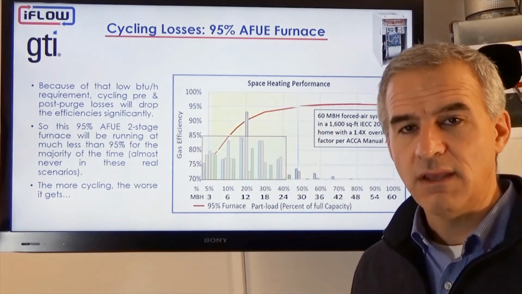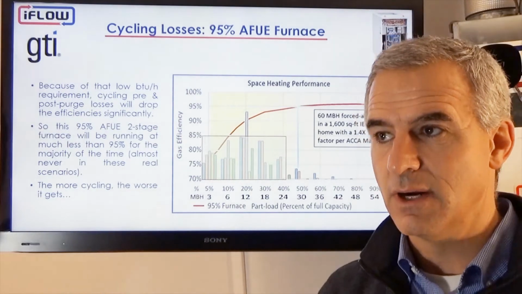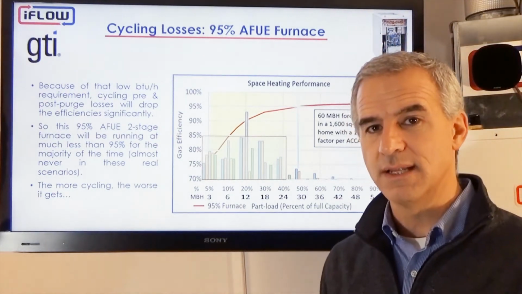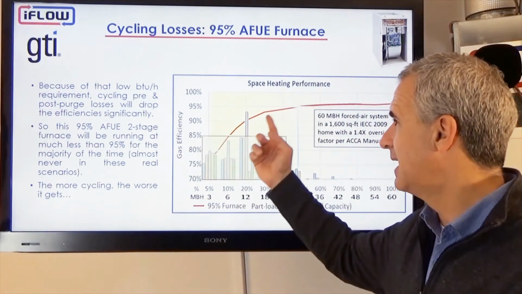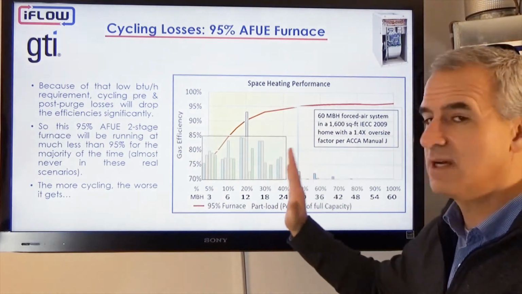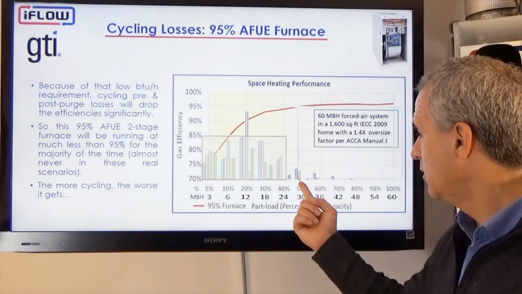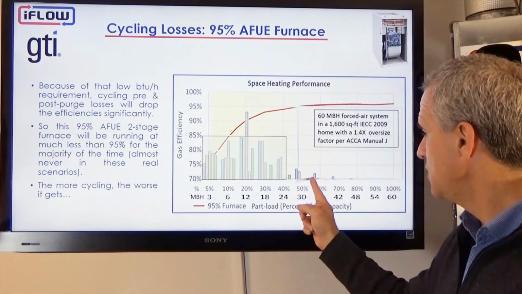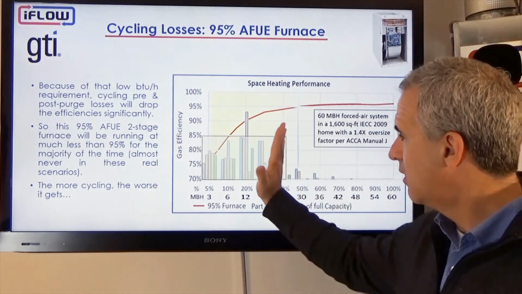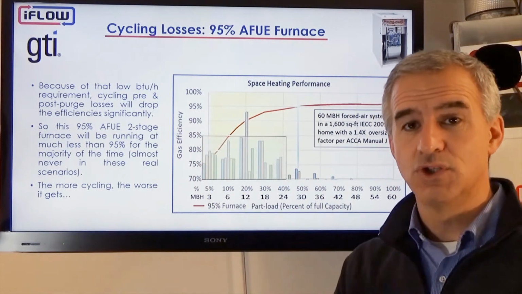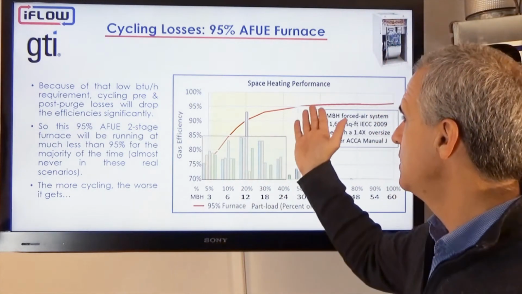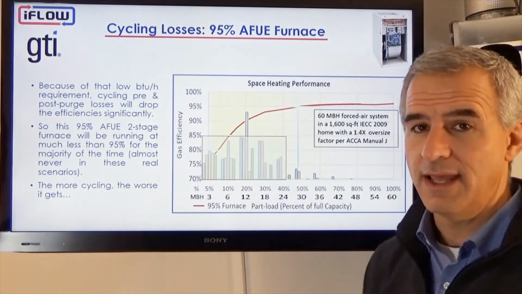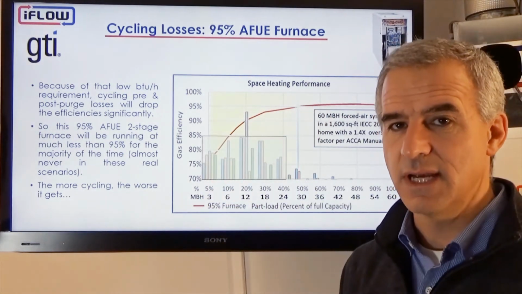So even though the furnace has an AFUE of 95%, it will not be operating at 95% for most of the time you're operating. It'll hit 95 at this range and here, but all of this operation, which is the majority of your operation, is going to be below your AFUE number because of the cycling.